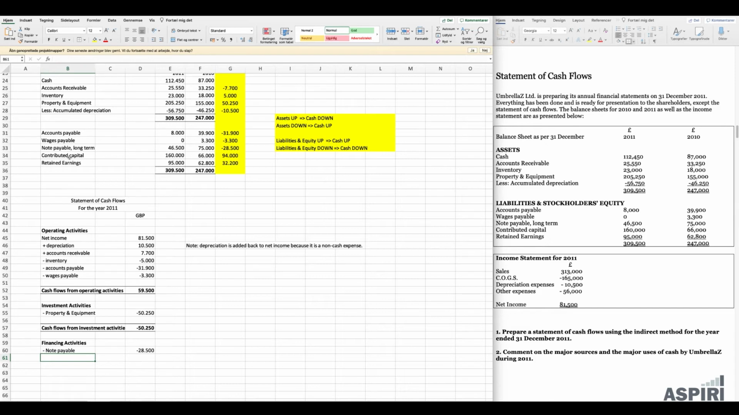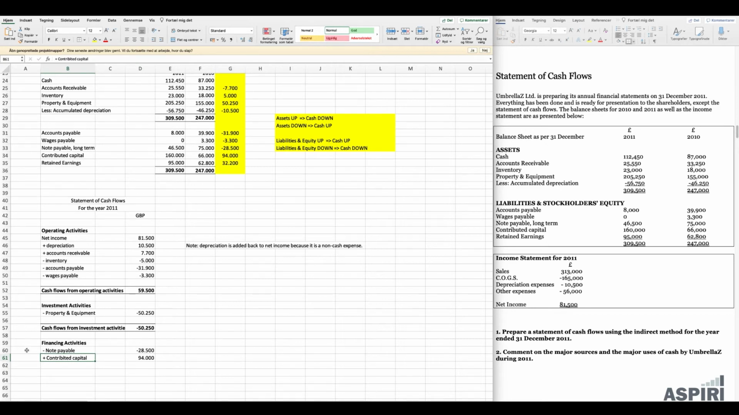Then we have contributed capital. And what you notice is that there is a clear change in that as well. More specifically, it has gone up from 66,000 to 160,000. That corresponds to an increase of 94,000, which we should of course include. And if you recall from our rules here, the way to interpret this is that if equity goes up, it means that cash goes up. And this makes sense, right? Because if contributed capital has gone up, it must be because the investors have paid in additional capital. So that is what has happened here. So we'll just write that here, contributed capital. And the amount, of course, 94,000.